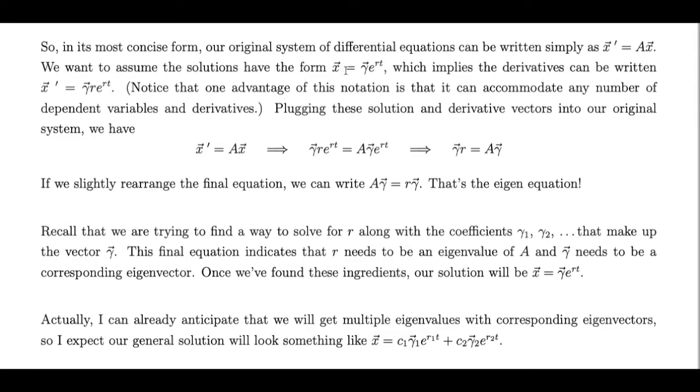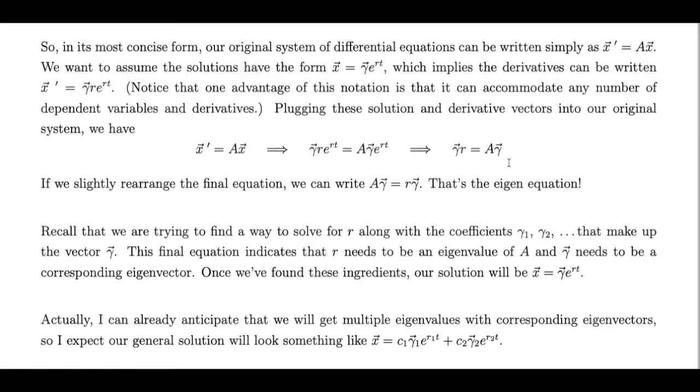Now remember, we want to assume that x has this structure here, and that tells us that the derivative will have this structure here. And so I can go into my system and make those substitutions. So let's see how that plays out. Instead of the original system, x prime equals Ax, I'll have this system here. The gamma r e to the rt is the x prime vector. And then I have the coefficient matrix A, and then this gamma e to the rt is the x vector. Once again, I have an equation where there's an e to the rt on both sides. e to the rt is never 0, so I can divide by that.